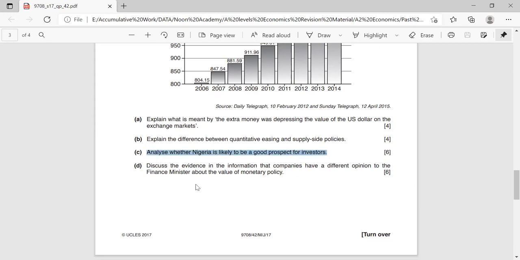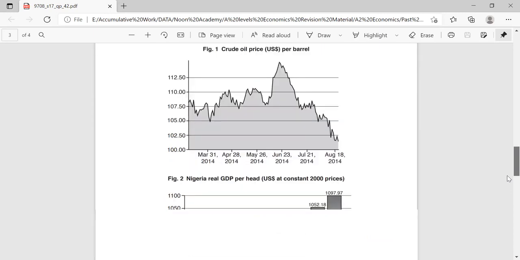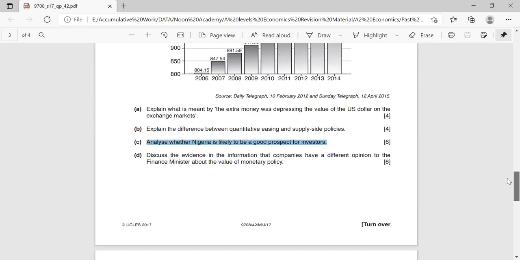Analyze whether Nigeria is likely to be a good prospect for investors, right? So I think this is getting late. I have AS class. I don't know why I didn't show the timer today, right? But we'll continue from here. We'll do these two questions tomorrow. Analyze whether Nigeria is likely to be a good prospect for investors. And then the last question will be: discuss the evidence in the information that companies have a different opinion to the finance minister about the value of monetary policy. And we'll talk about this as well tomorrow, right?